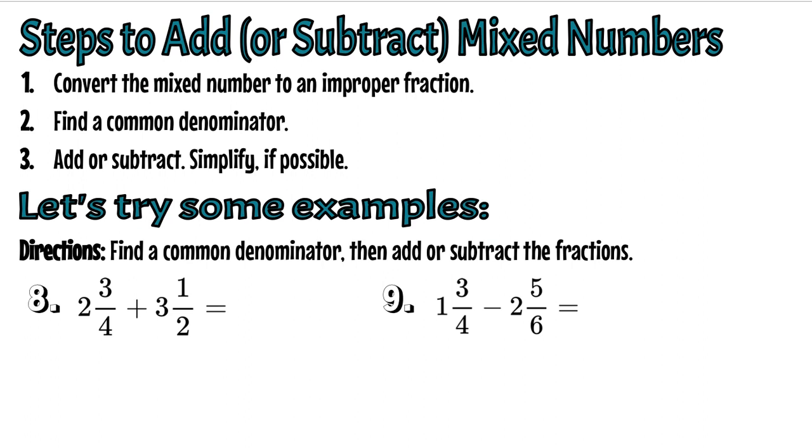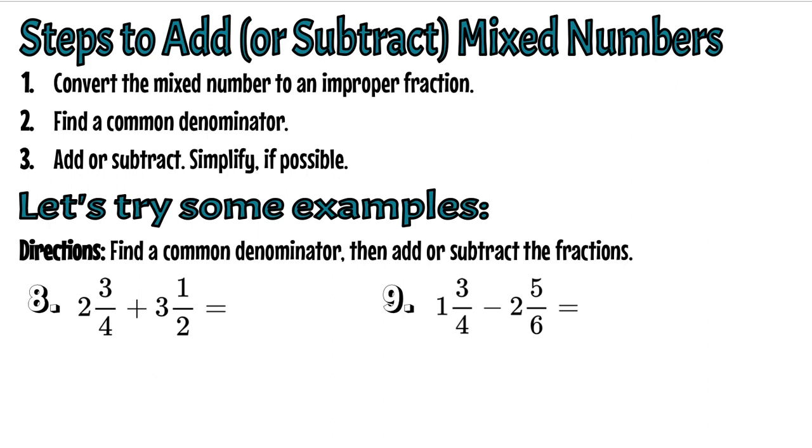In the last examples, we're going to add and subtract mixed numbers. So just like when we were multiplying and dividing, the first step is to convert the mixed number to an improper fraction. Then we're going to find a common denominator just like we did in the previous examples. And then lastly, add or subtract and simplify if possible.